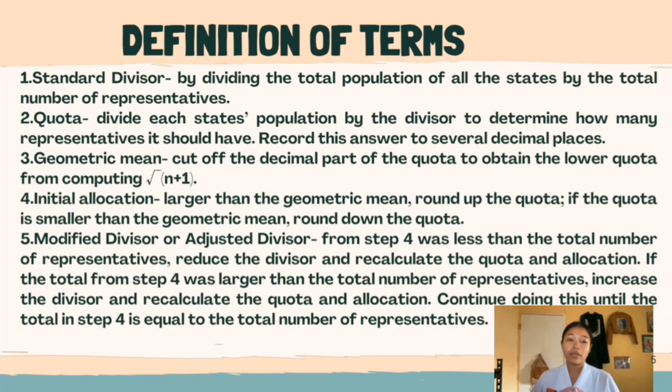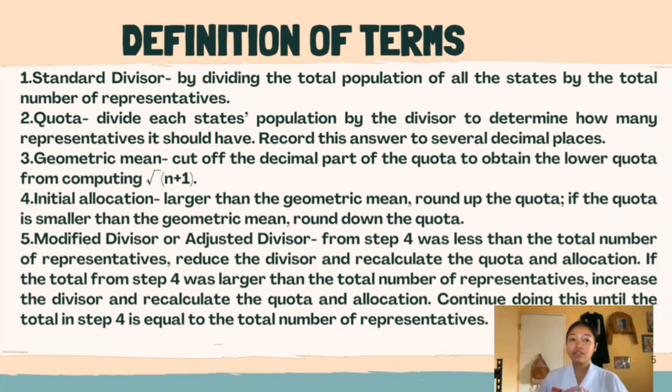The third one, the geometric mean. Cut off the decimal part of the quota to obtain the lower quota, then compute the square root of n times n plus 1. The fourth one, the initial allocation: if the quota is larger than the geometric mean, round up the quota. If the quota is smaller than the geometric mean, round down the quota.